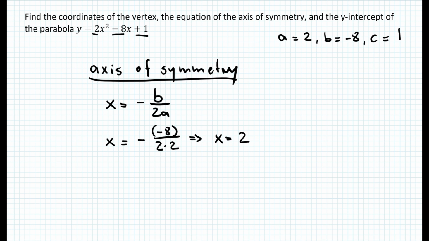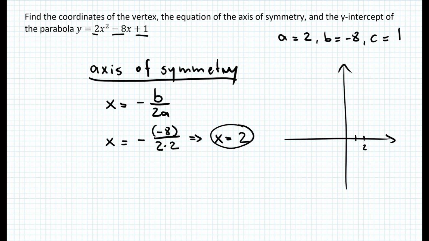Now, once you have the axis of symmetry, when you graph the parabola, you know that it goes through where x is equal to 2, right? The axis of symmetry like this. But if you think about this, that's the axis of symmetry. So let me label this as x equal to 2.